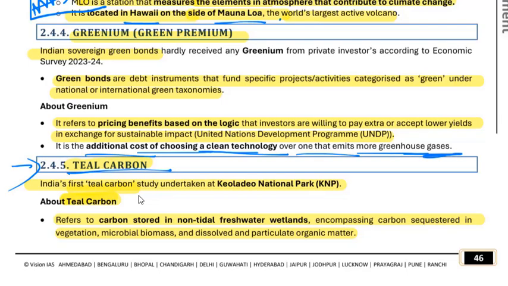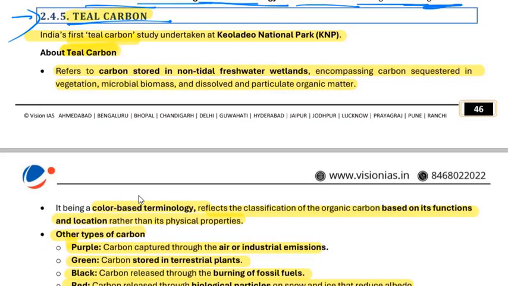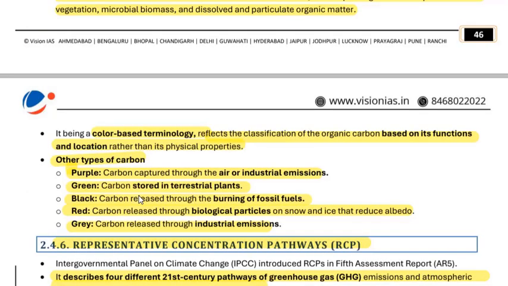Okay, so what is given here, just read it once. This is about Teal Carbon. It refers to the carbon stored in non-tidal freshwater wetlands. It comprises carbon sequestration in the vegetation, microbial biomass and dissolved and particulate organic matter. Next, being a color-based terminology, it reflects the classification of organic carbon based on its function and location rather than its physical property. It means there are different color codings given here. This is based on its function and location.